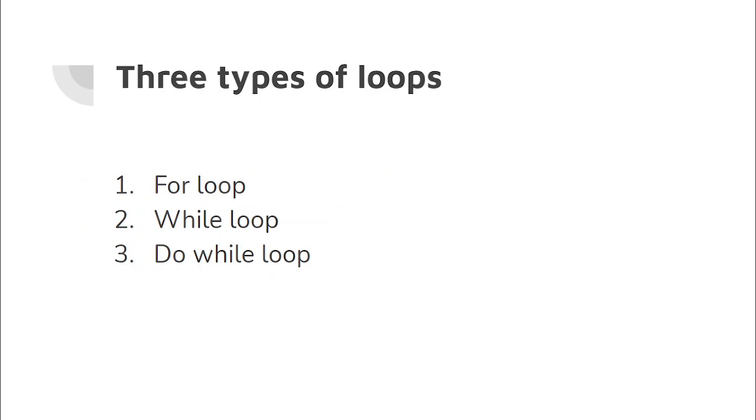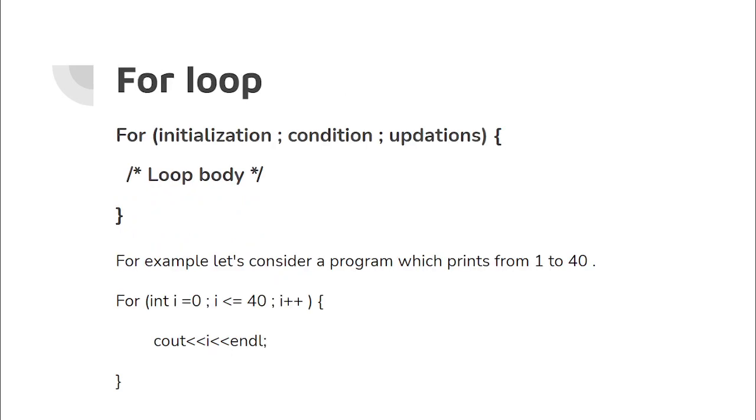Now there are basically three types of loops in C++, which are for loop, while loop and do while loop. Now let us understand more about for loop. As you can see here in the first line, first we wrote for, then we have initialization, condition, updations, loop body, and the curly braces closed.